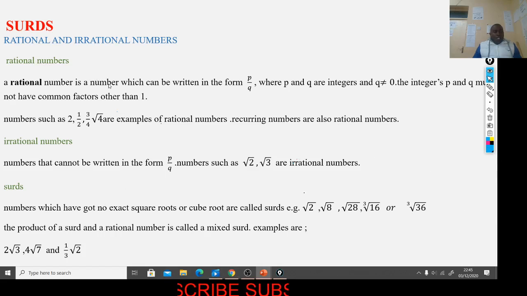When we talk about a rational number, it's a number which can be written in the form P over Q, where P and Q are integers, and Q is not equal to 0. Because if Q is equal to 0, then P over 0 will be equal to infinity. So Q must not be equal to 0.